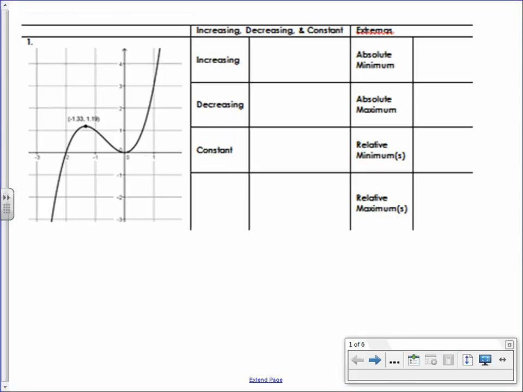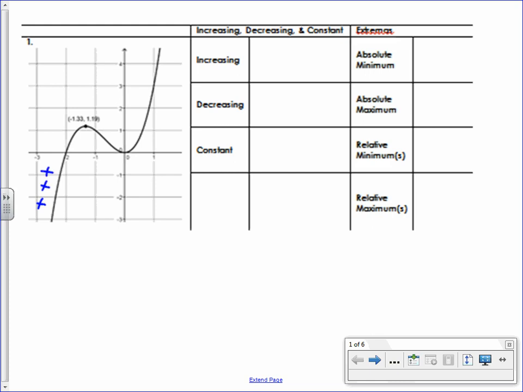Okay, we're going to go over our work from yesterday, talking about increasing and decreasing. Okay, so we've got our graph. And remember, when we're talking about increasing, then we're talking about where is that graph going uphill, as the little guy is walking? That's what we're talking about.